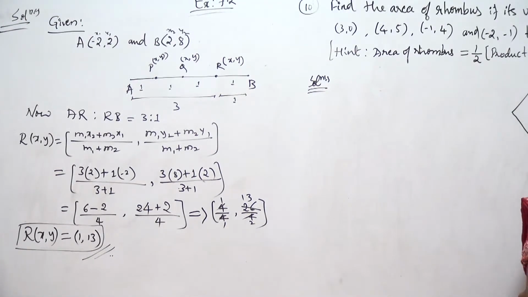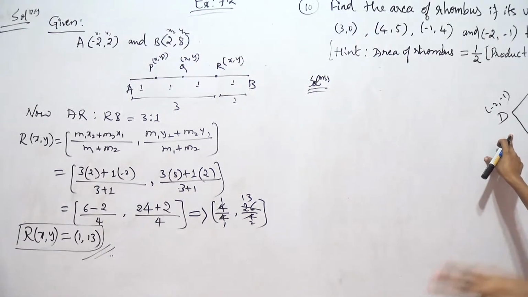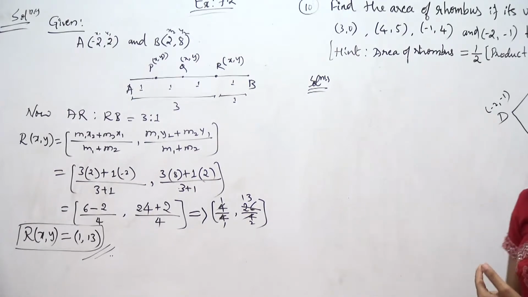Okay, A, B, C, D. What are the coordinates taken in order? A will be 3, 0, and B will be 4, 5, and C will be minus 1, 4, and D will be minus 2, minus 1. So this is product of its diagonals, AC and BD. We have to find the distance of these two diagonals, and then take the product of those two. That will be the area of rhombus.